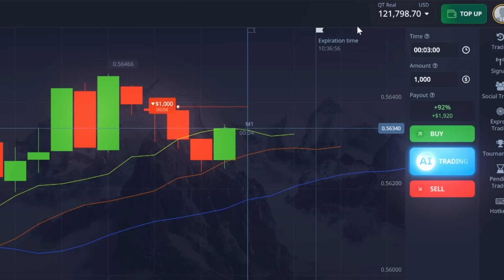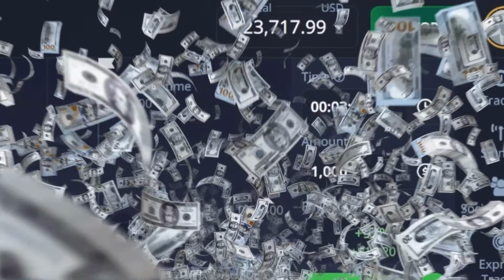Today, we will consider a new strategy that has a simple structure and is easy to apply in practice, which is suitable for both accelerating the deposit and quiet earnings. Let's get started.